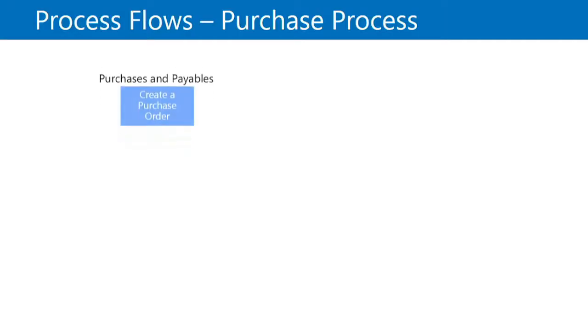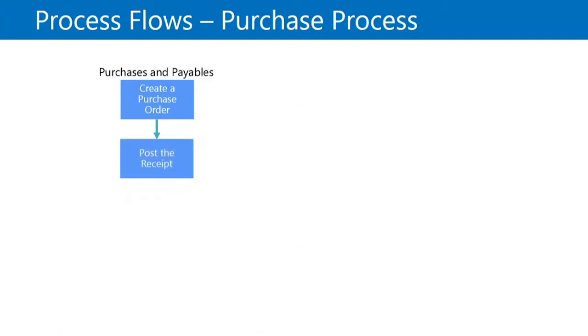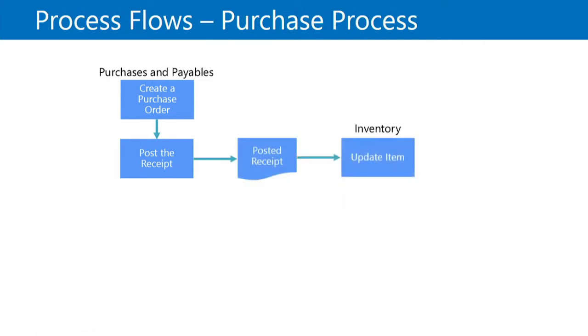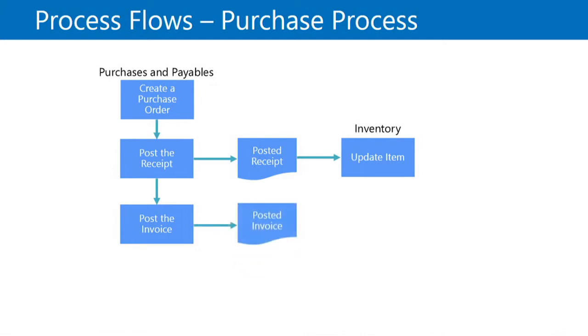So for purchase processes, the central purchasing document is a purchase order. And if you purchase items, we will receive items, which will result in a posted receipt and which will update the inventory, so the item. And then we will also receive the invoice from the vendor, which means that we can also post the purchase invoice, which will result in a posted invoice that will update the general ledger by updating the chart of accounts and will also update the item.